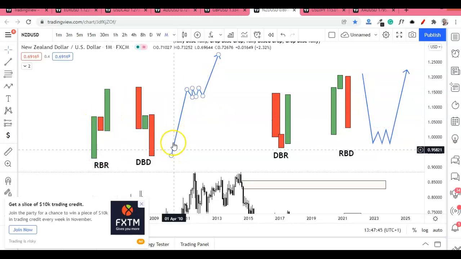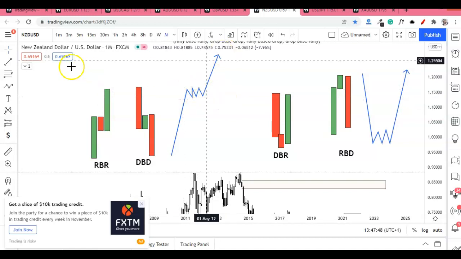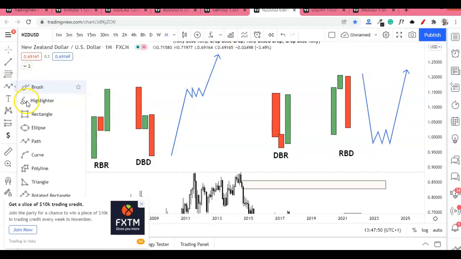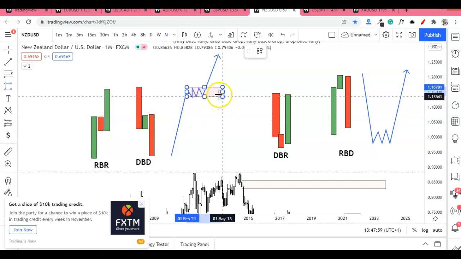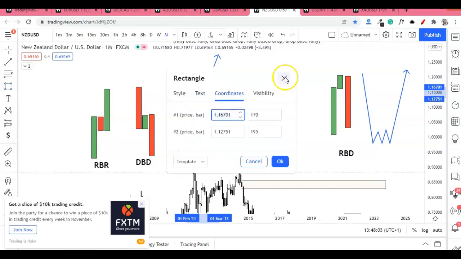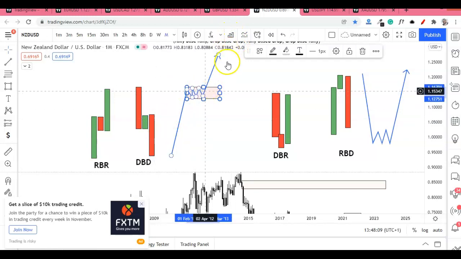Like in this case here, price moves up, then consolidates here. This consolidation is the base. The consolidation there is the base. The consolidation here is the base. So in this case we have a rally, a base consolidation, a rally. Rally-base-rally.